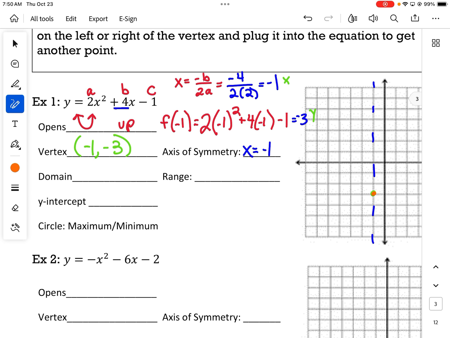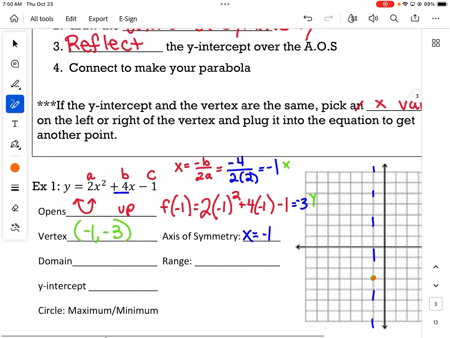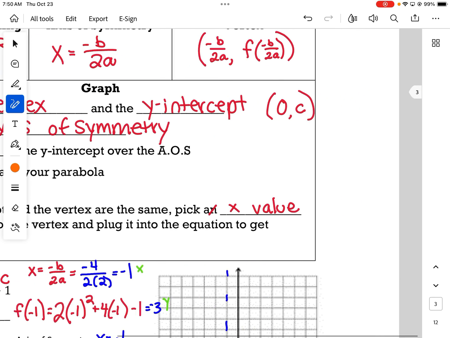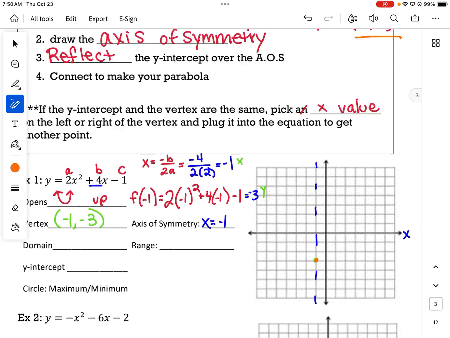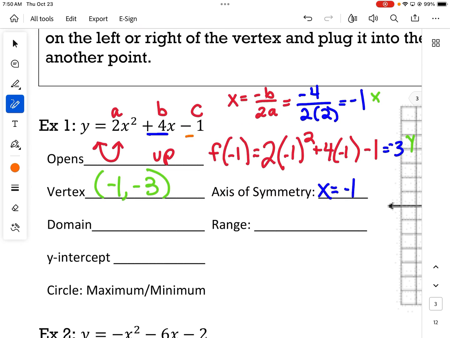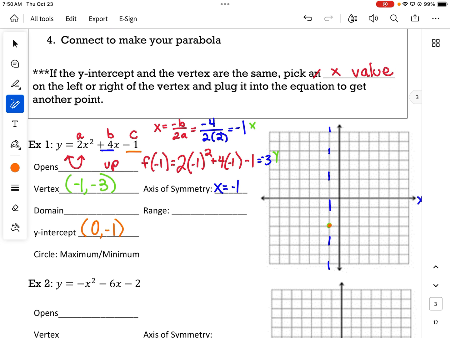Okay. What is the y-intercept? It is, let's look back up here, 0, c. So what's the c value? -1. So the y-intercept is 0, -1. So we'll plot that. 0, -1.